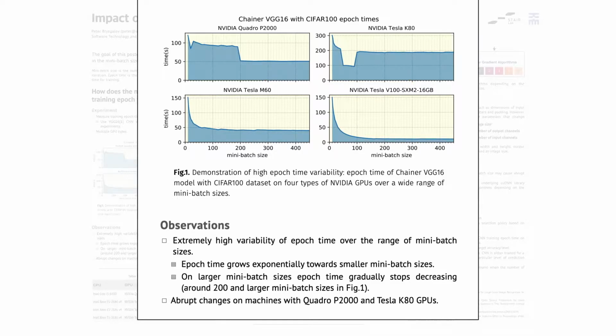Moreover, importantly, on some GPU types, we observed abrupt changes. Even a slight variation of the mini-batch size makes epoch time increase or decrease almost twofold.